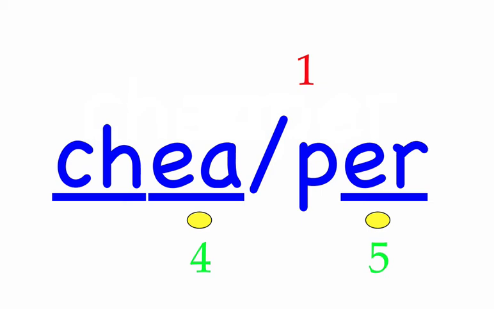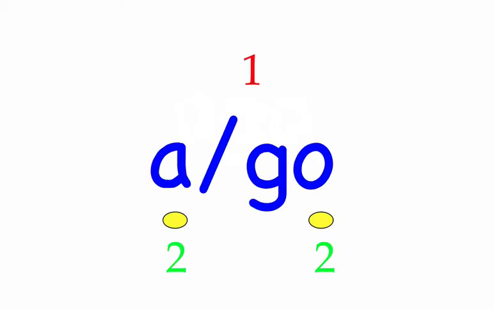Ago. Ago. I went there many years ago. A, 1 sound. Go, 2 sounds. G, O. Go. Mark the word. Go.